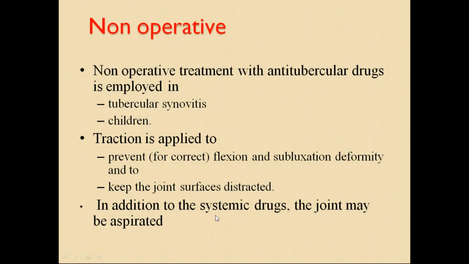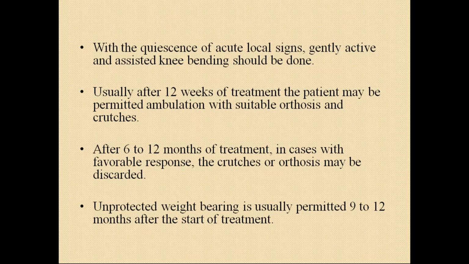In addition to systemic drugs, the joint may be aspirated. If gross swelling is there, then we can go for joint aspiration. If the acute local signs are reduced, then we can go with gentle active and assisted knee bending, that is, physiotherapy. After 12 weeks, that is 3 months, if the patient is doing well, we can permit ambulation with suitable orthosis or crutches. After 6 to 12 months of treatment, in the case of favorable response, after 1 year, we can remove the crutches and orthosis.